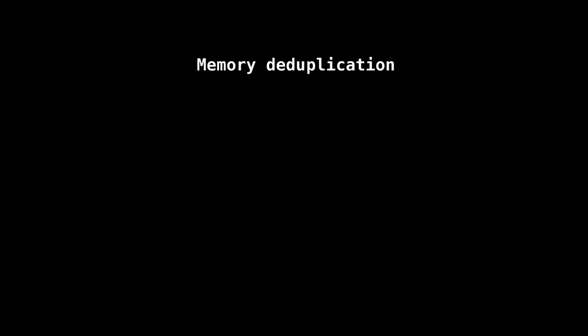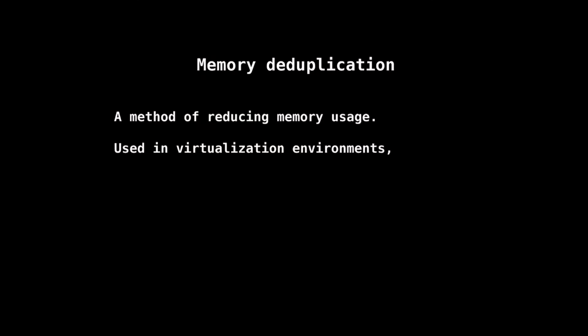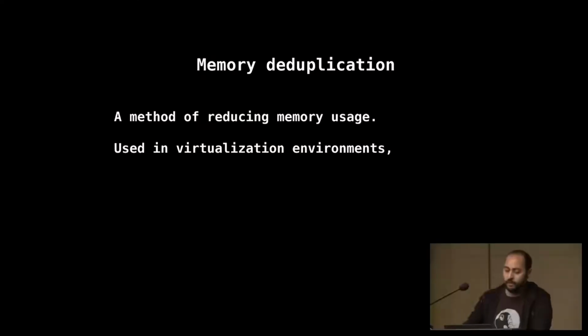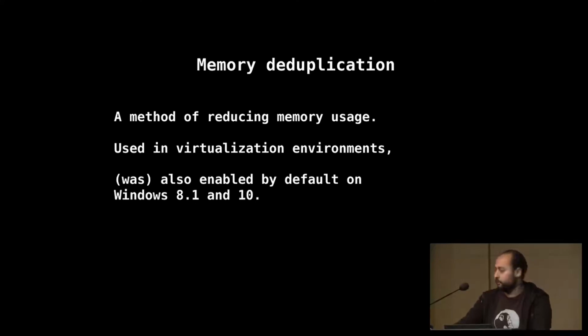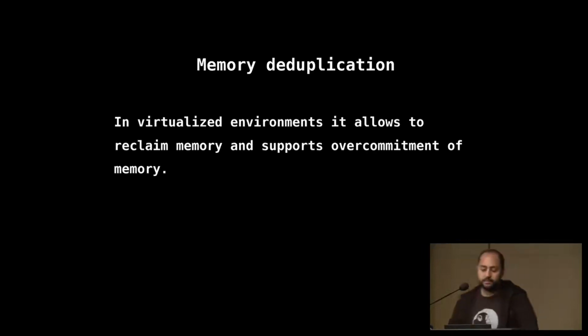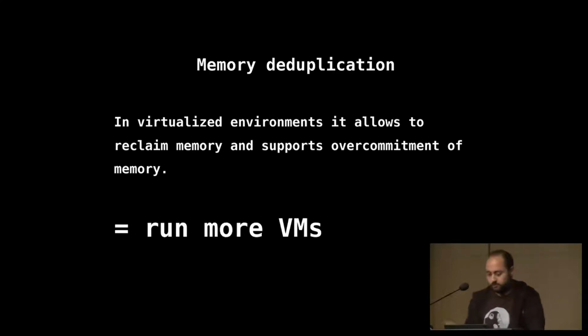So let's start with memory deduplication. Memory deduplication is a method to reduce memory consumption, and it's usually used in a virtualized environment, but not exclusively. It was also enabled, and the emphasis is on was, in Windows 8.1 and 10. The idea is that in virtualized environments, the virtual machine monitor will try to be quite resource-efficient, or try to save memory. Basically we'll overcommit certain resources like memory, and memory deduplication is a technique to reclaim certain pages in a clever way. Or simply put, run more VMs.